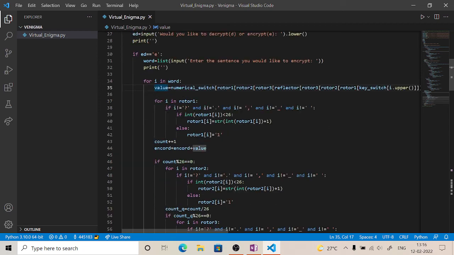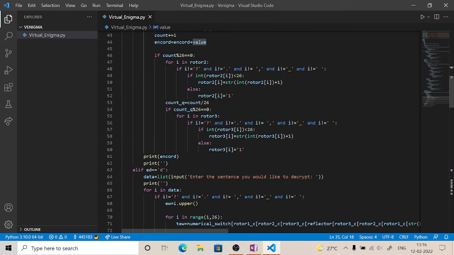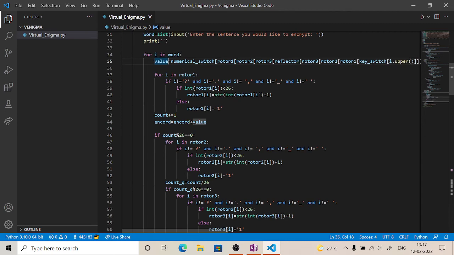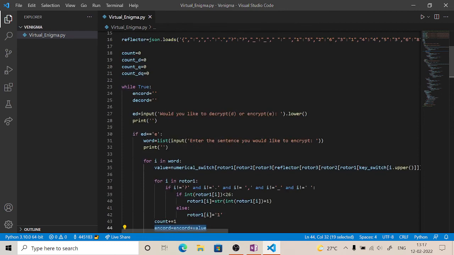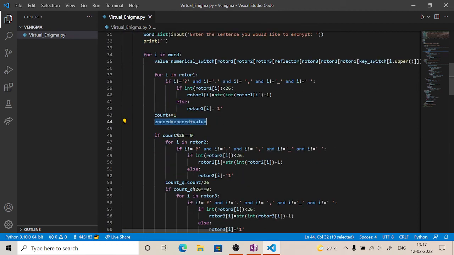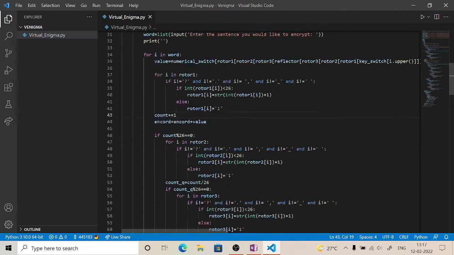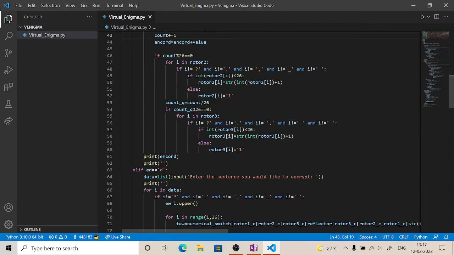And then this value part, as you are able to see, just wait a minute, friends. Yes, as you can see, I'm simply doing string concatenation here. Encode, which is previously an empty string variable, I'm adding the value part to it again and again for every individual letter the user has given as the input. And once that is done, at last, I would be printing the encrypted word here and printing a space just for cleanliness in the output part.